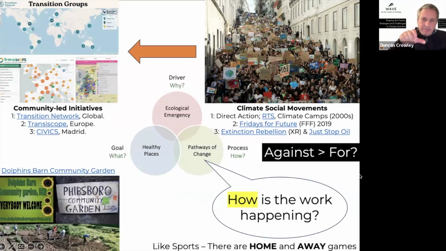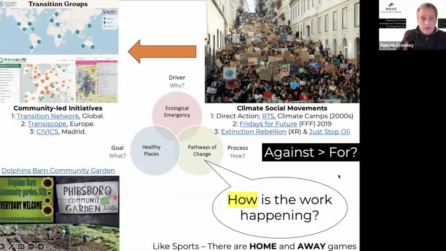So one of the things I've been looking at is this idea that with the climate movements, the social movements on the streets, they're often against things. We're against climate breakdown. We're against all these systems that are causing the pain. But to move from being against to being for, that's one of the challenges. And that's where moving to community-led initiatives comes into play. So that's basically where you are, trying to build an alternative where you are.